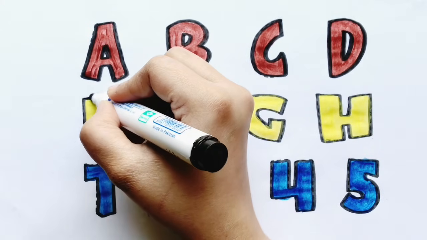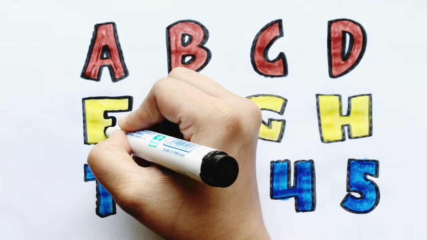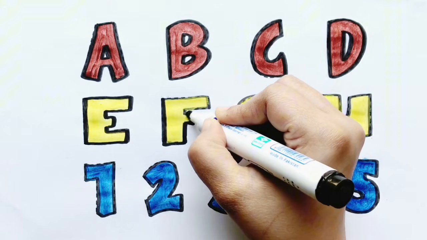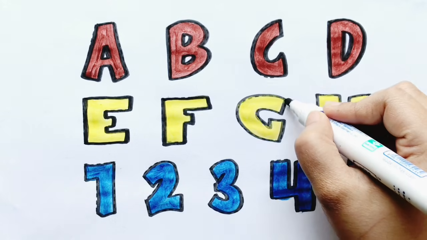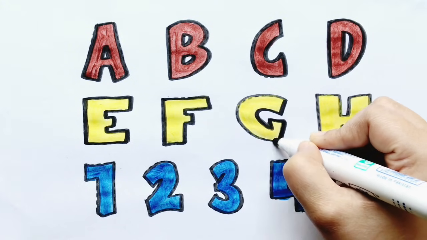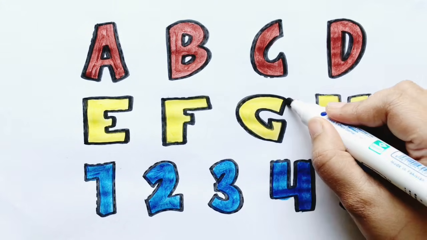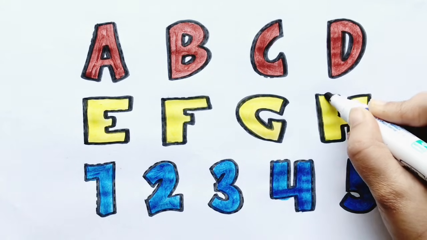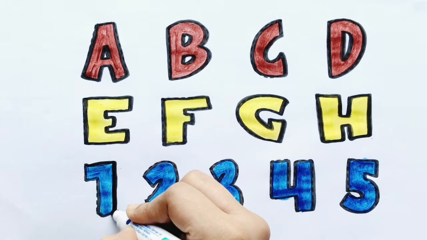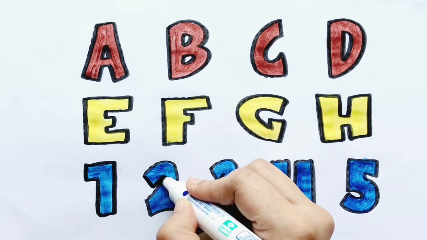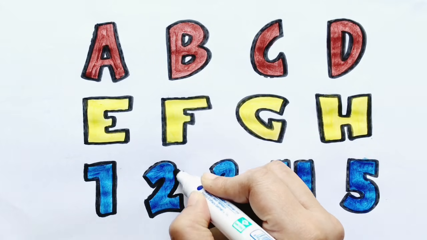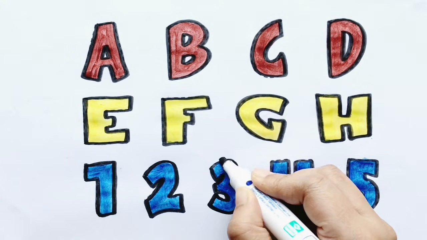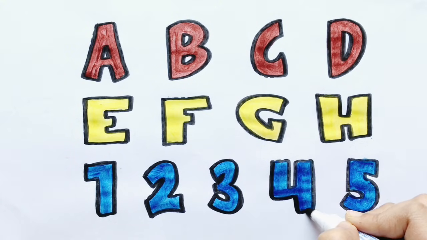Let's see a list of words that start with the letter A. Apple, angel, address, animal, answer, April, autumn, ambulance, airplane, arrow, alligator, ant, amazing art.